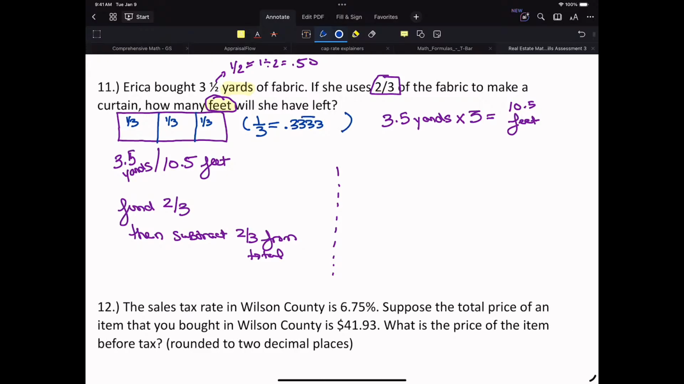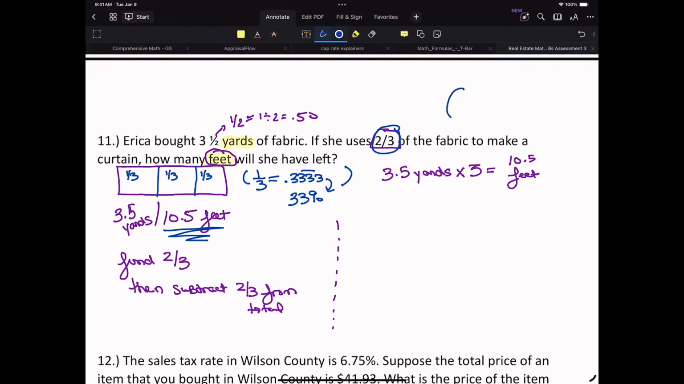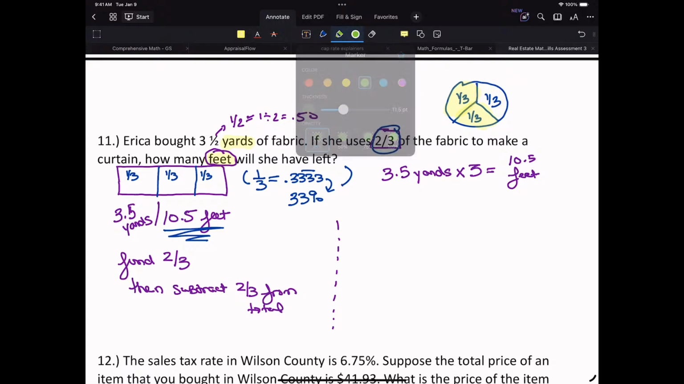And we know that is 33%. So couldn't I just find 33% of 10.5 feet? I mean, she used 2/3. She has left 1/3. If I were to draw this out, it's a peace sign. Okay, that's awful. That's just bad, Candace. Let's try that again. That's a little better. This is a third. This is a third. This is a third. Well, if she uses this third and she uses this third, she has 1/3 left.